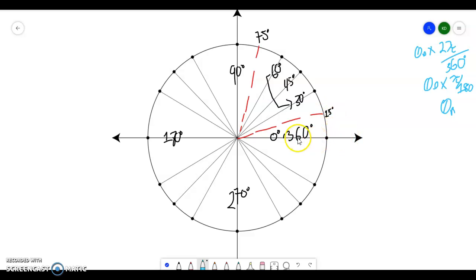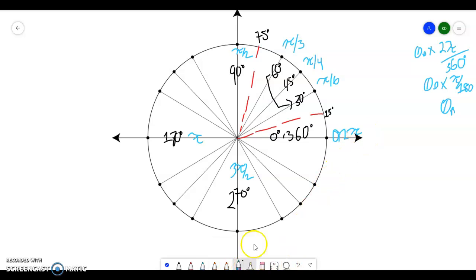So 0 times pi over 180 is 0. 30 times pi over 180 is pi over 6. 45 is pi over 4. 60 is pi over 3. 90 is pi over 2. 180 is pi. 270 is 3 pi over 2. And then if we come back over here, 360 times pi over 180 is 2 pi.